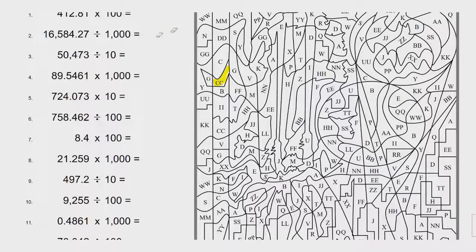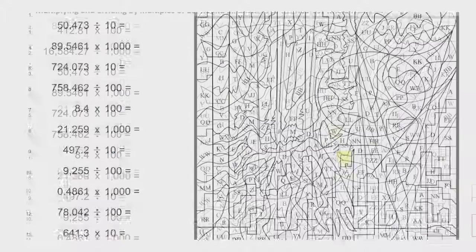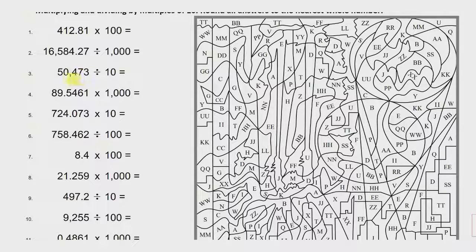So let's look at problem number 3. Problem number 3 is a division problem again. It says 50,473 divided by 10. Now this one's a little trickier because there is no decimal. But just remember this saying, if the decimal is not in sight, it is on the right. The decimal is right there. It is on the right.